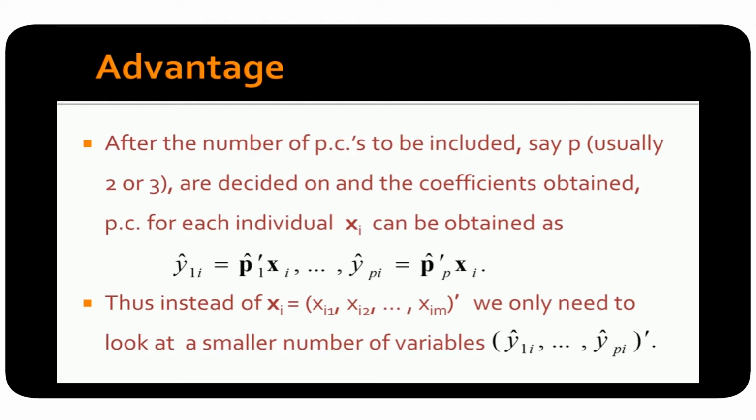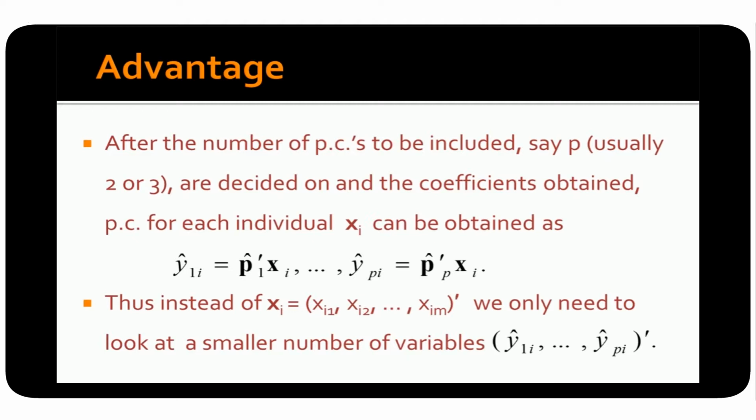So, suppose for the ith individual we have the vector xi, then his first principal component value would be given by y1 hat is equal to p1 hat xi. So, that is his first principal component score. His second principal component score would be y2 hat is equal to p2 hat xi, and similarly I can get the third one or the fourth one depending on how many I want to keep.